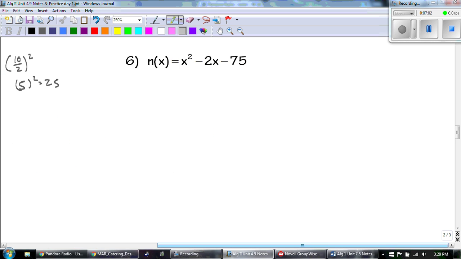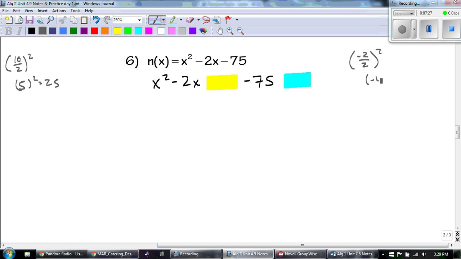All right, number 6. We have x squared minus 2x. We have our spot, minus 75, and then our other spot. Negative 2 divided by 2 squared. So we have negative 1 squared, which is a positive 1. So we're adding 1 and subtracting 1.